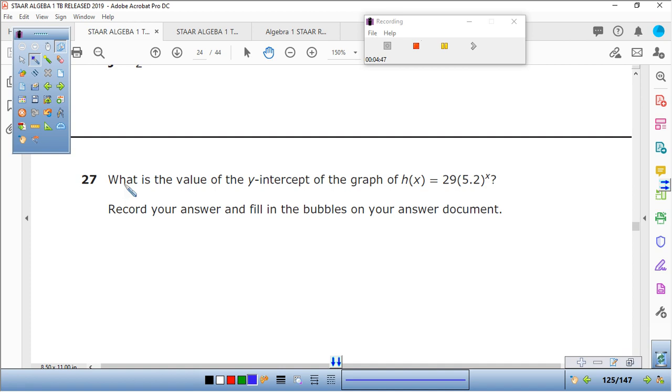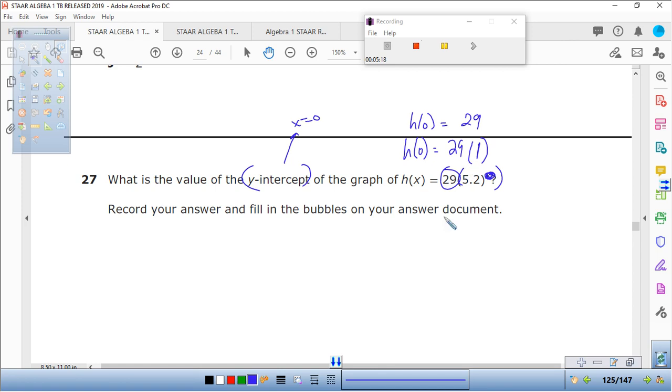Okay, on this one, guys, they want to know what the y-intercept is. Well, the y-intercept, if you forget, is when x is equal to 0. So we're going to use that idea right here. We're going to use a brain, actually. 5.2 to the 0 is really equal to 1. Anything to the 0 is 1. Now when h of x has x equal to 0, we're going to have 29 times 1, so h of 0, my y-intercept, is just 29. So this is my answer, 29. Easy and cheesy.